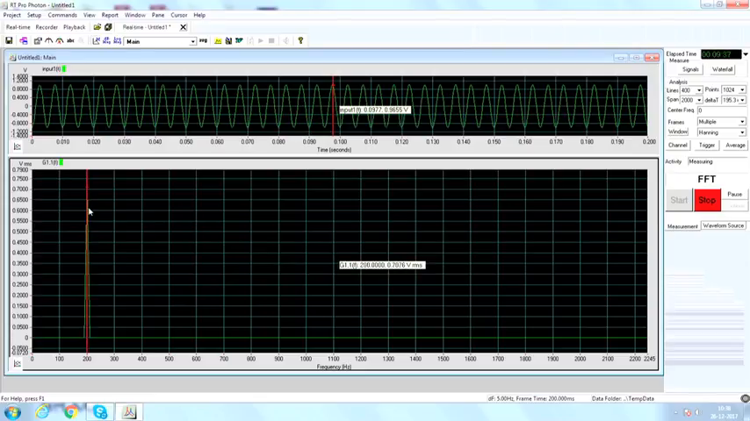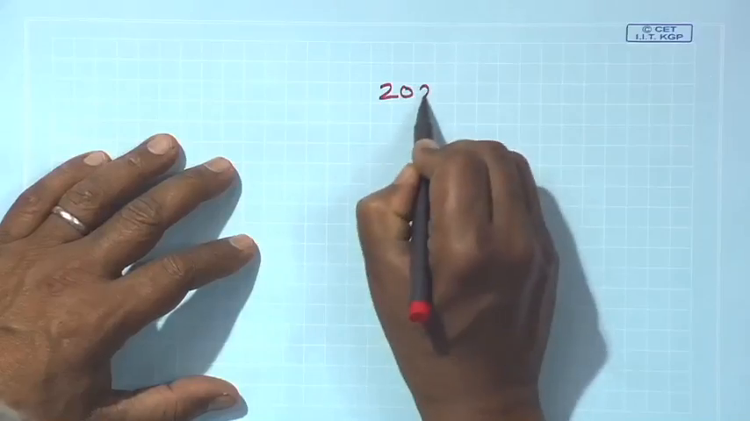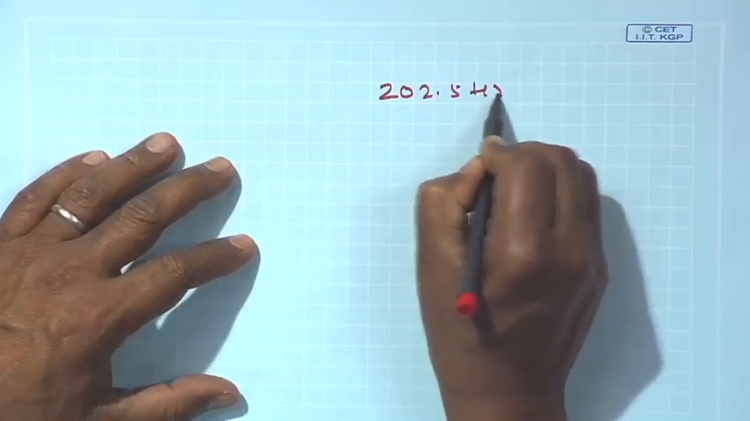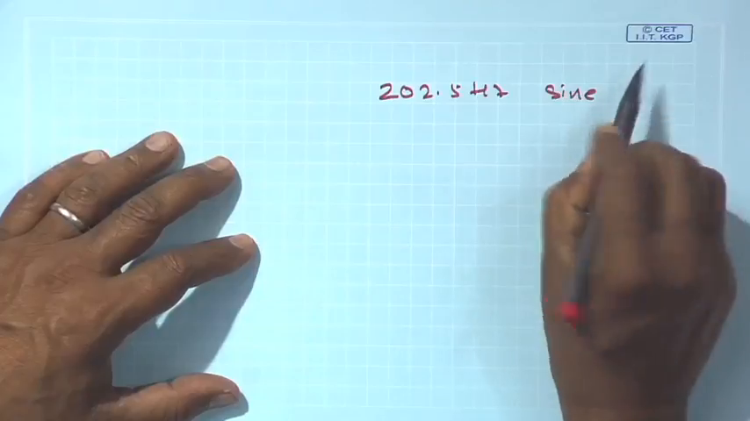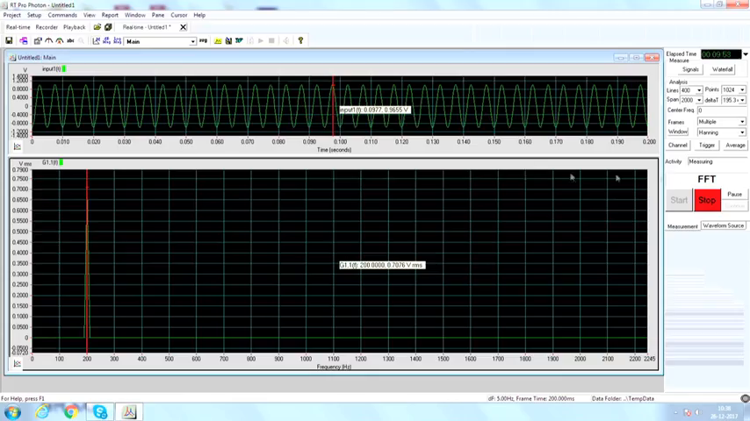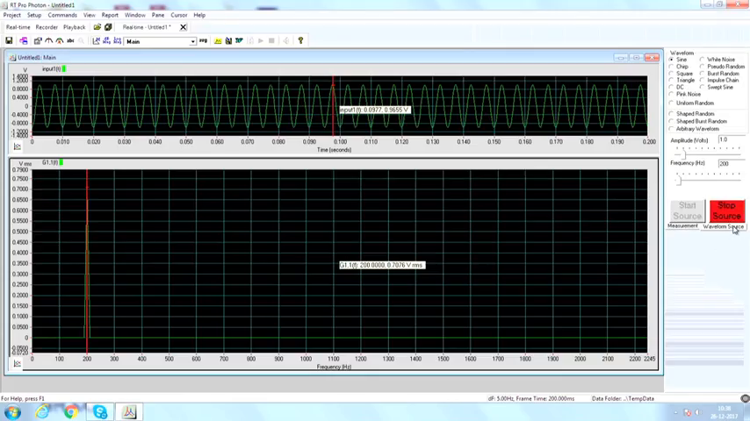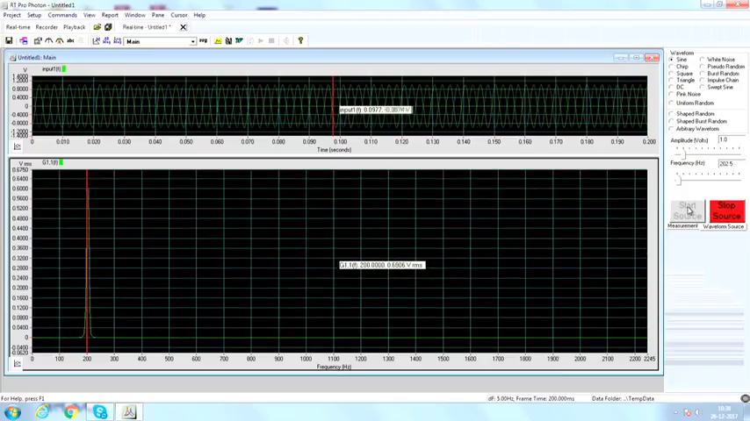Now, I will demonstrate to you what I told about in the last class, the picket fence effect. Imagine if I gave a value of 202.5 hertz sine wave. Okay. So, let me go back to my waveform source and make it 202.5, and I have started the source.